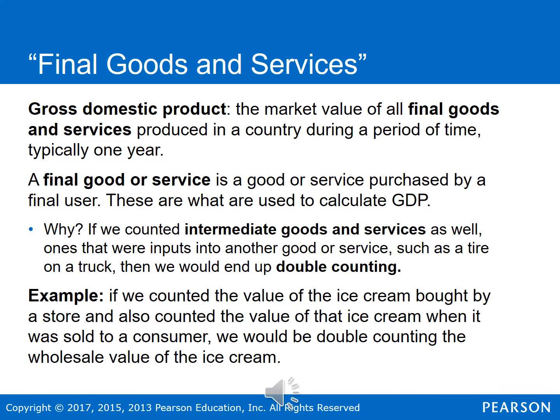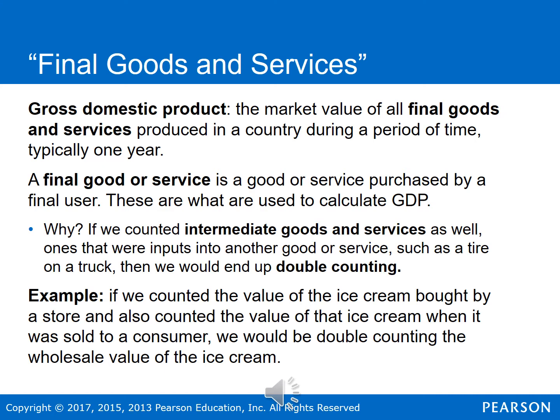The next part of the definition of GDP that I want to focus on is final goods and services. The definition of a final good or a service is a good or a service that's purchased by the final user. So that's the person that's actually going to be using the product. These are what's used to calculate GDP, not other purchases of that good or service.